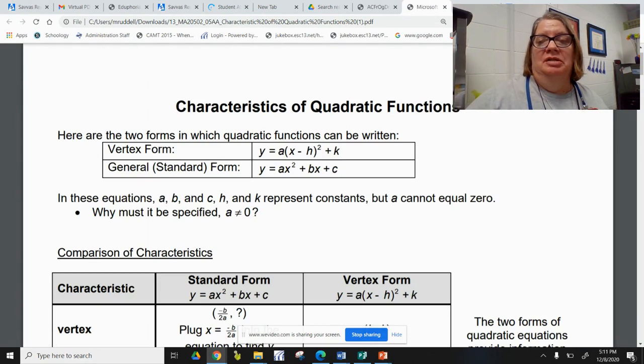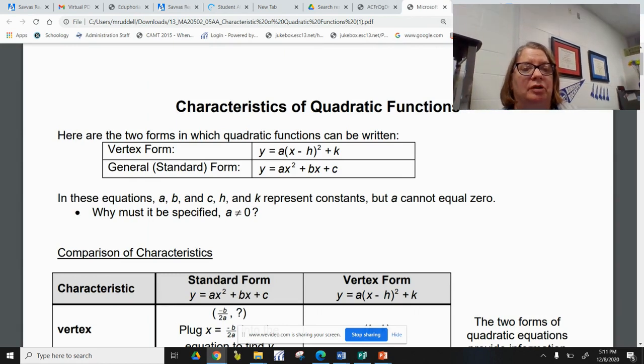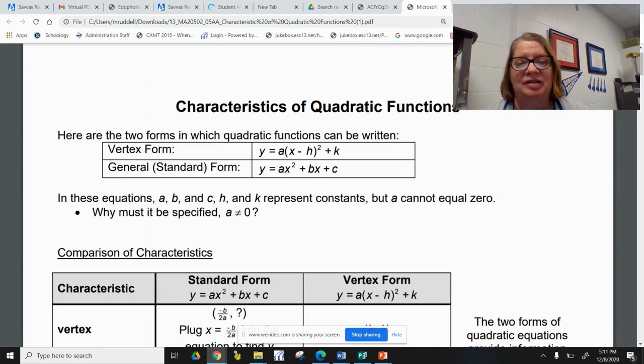Algebra 2 students. Today we're going to start looking at quadratic functions. We're going to look at two forms of the equation. We're going to look at how we graph these, how we find the different parts, like the vertex, axis of symmetry, and that kind of thing.